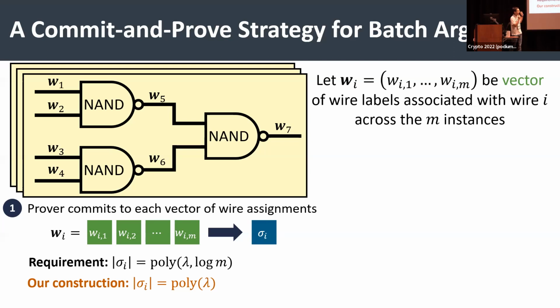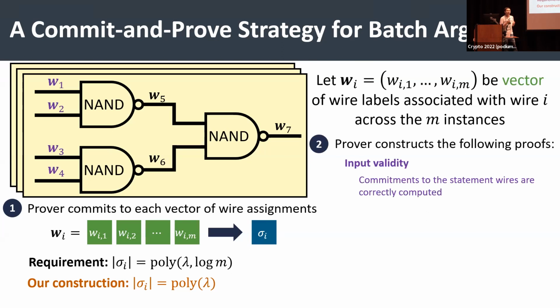Now, once the prover has committed to all of these assignments, to all of the wire labels across all of the instances, the prover has to convince the verifier that it actually committed to valid inputs. So this is going to consist of a sequence of validity checks. First, we have to check that the commitments to the input wires are actually consistent with the statements being proved. Here, this will be quite simple in our construction because the commitments will be deterministic. And so the verifier can simply compute for itself what those commitments are.